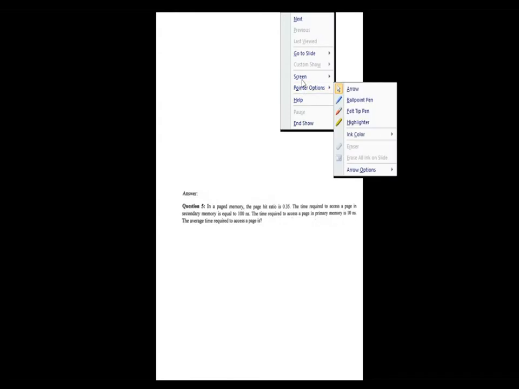Question number 5. See, in a paged memory, the page hit ratio is 0.35. The time required to access a page in secondary memory is equal to 100 nanoseconds. The time required to access a page in primary memory is 10 nanoseconds. We need to find out the average access time. So I'll use the pointer or the highlighter.